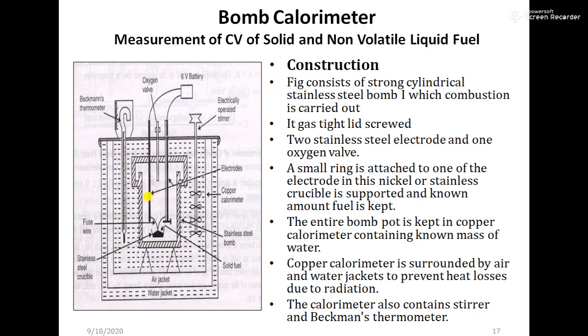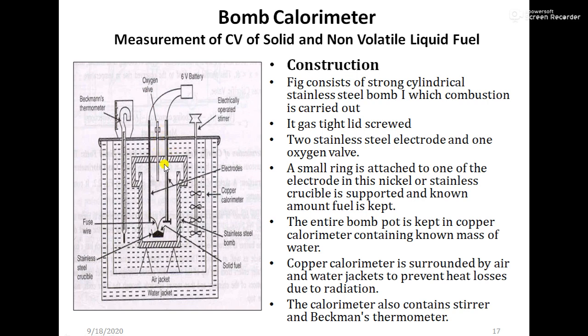So you can see here, first point is crucible is there, then known mass of a fuel is kept, which is attached to the fuse magnesium wire, and which is attached to the electrode, and that electrode is attached to the 6-volt battery. Second point is there, known mass of water is placed at the bottom of the bomb pot. Third point, oxygen is filled, that is 25 atmospheric pressure, and lid is tight.